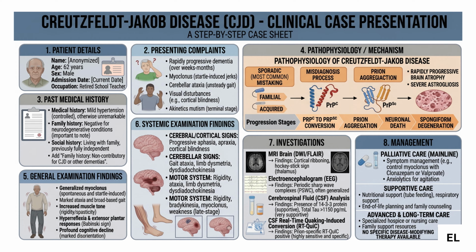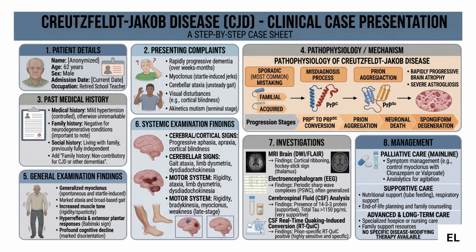The patient also experiences cerebellar ataxia, which manifests as an unsteady gait and poor coordination. The cerebellum plays a crucial role in balance and coordination, so degeneration in this region causes difficulty walking, clumsiness, and frequent falls. Another possible symptom is visual disturbance, which may include blurred vision or cortical blindness.